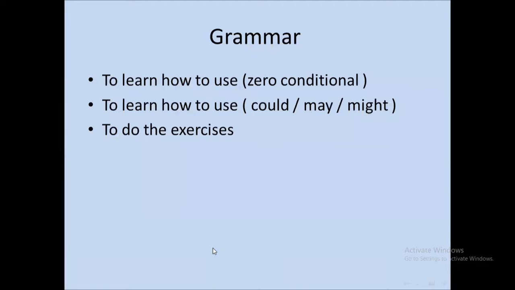Now, what are the objectives for this class? To learn how to use zero conditional. Number 2, to learn how to use could, may, and might. Last, to do the exercises.